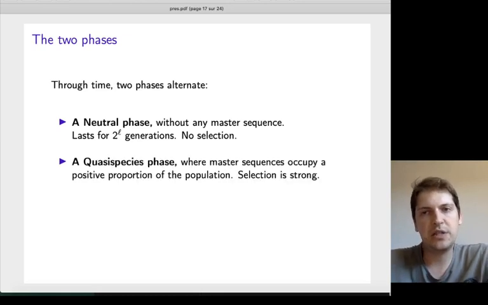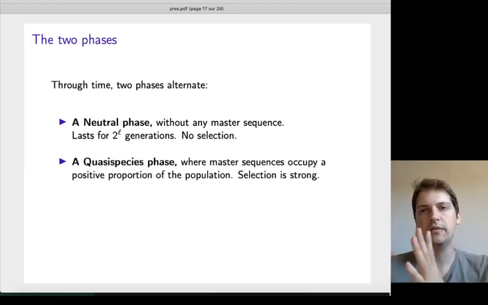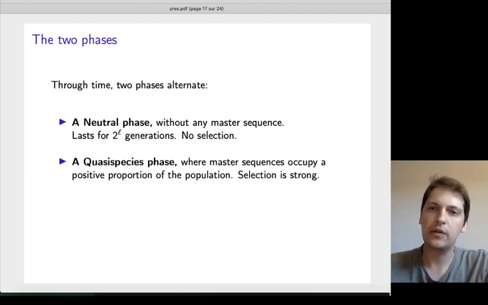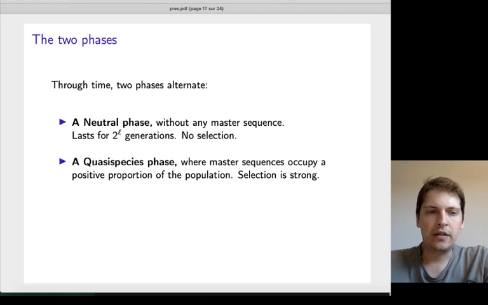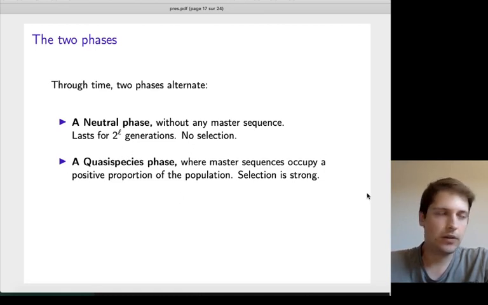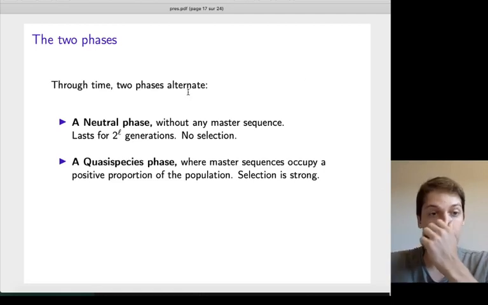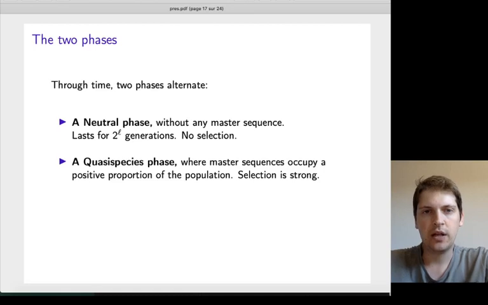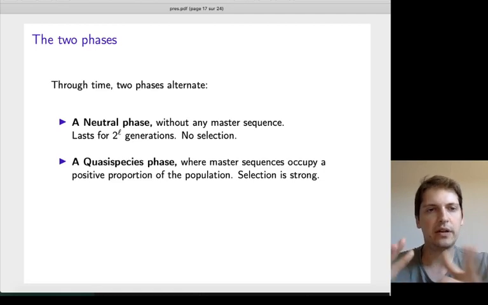And then you have the quasi-species phase, where master sequences invade the population along with a cloud of mutants. And it lasts until every master sequence is replaced. So we like to think of these two phases as the balance between mutation and selection. You see that the quasi-species phase is the place where selection is in the model, and the neutral phase is only mutation. So actually we like to think of the phase transition as the point where these two phases are equally stable.